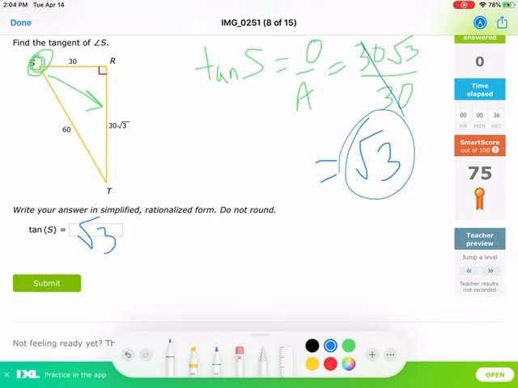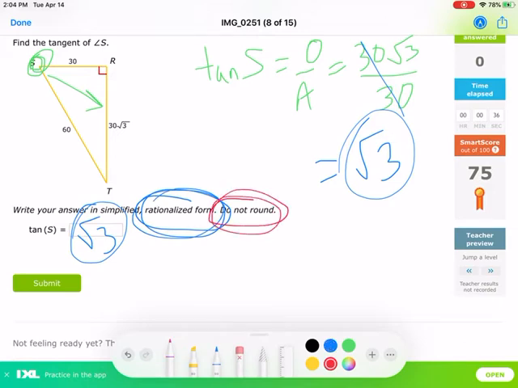Nice and easy one. And it does say, write your answer in simplified, rationalized form. So that means no decimals. Do not round. No decimals. Leave it as radical 3. Leave it as root 3. You must do that or else you will get it wrong.